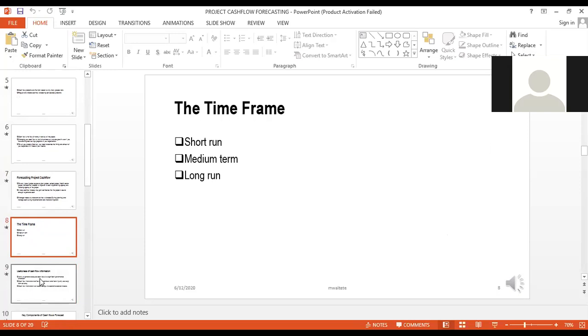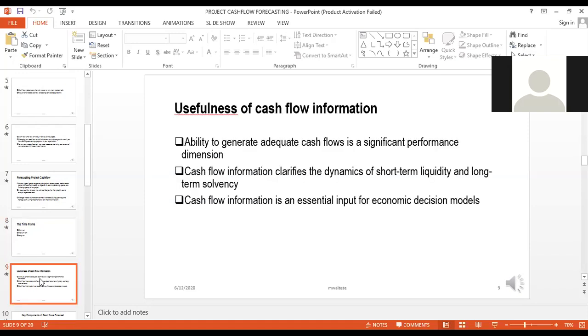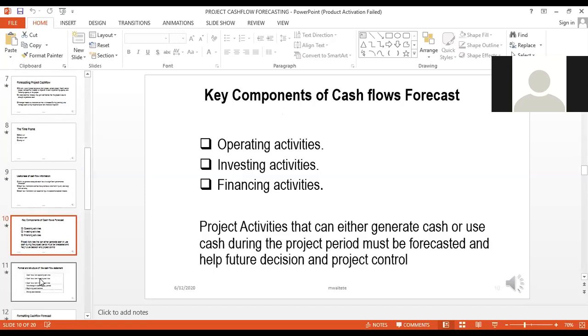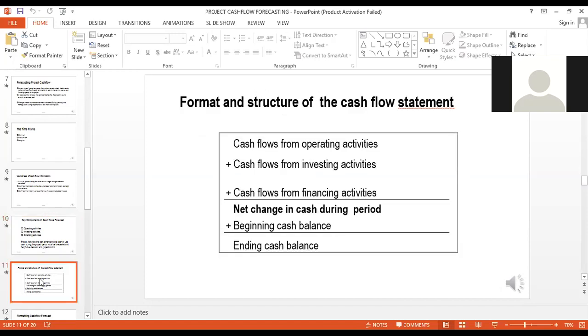The time horizon is very similar to what I've said. You might be planning for the short run, for the medium term, or for the long run, but this is indicative, depending on the lifetime of the project. So the key areas for your cash flow are the operating activities, the investing activities, and also the financing activities.